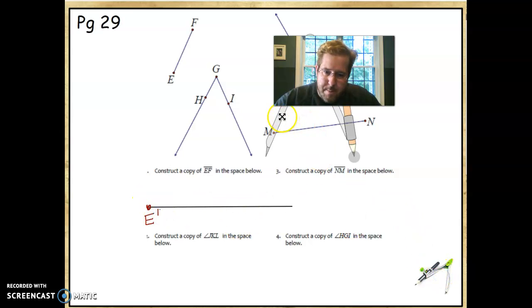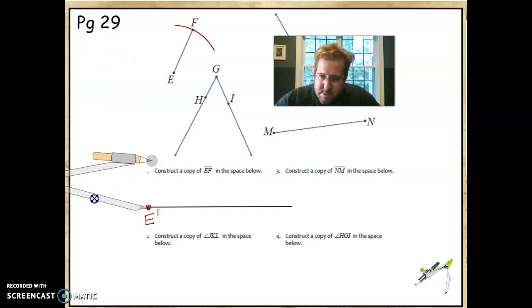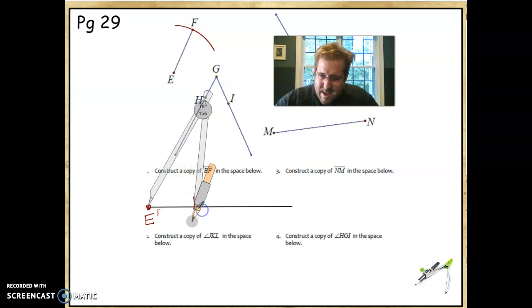All right, I'm going to pull out my compass, use my fixed point on E. I'm going to make this smaller, and then I'm going to try to close it until my pencil is on point F and make an arc. I put my pencil over here on E prime and make the exact same arc.